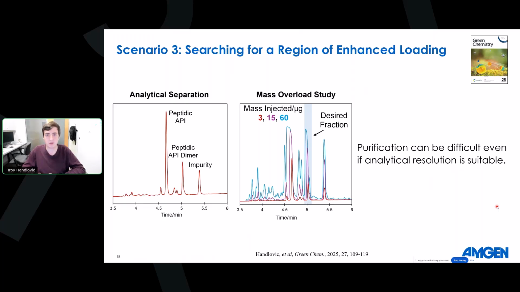But we saw as we did the mass overload study that it becomes very difficult to collect that dimer as it's directly in between the API and the impurity. And this shows you that purification can be difficult even if analytical resolution is good.